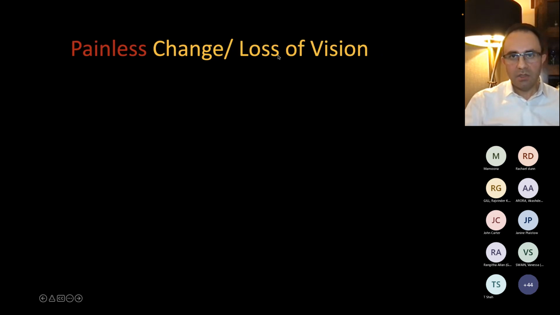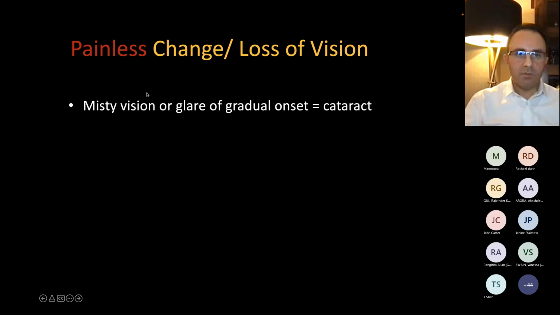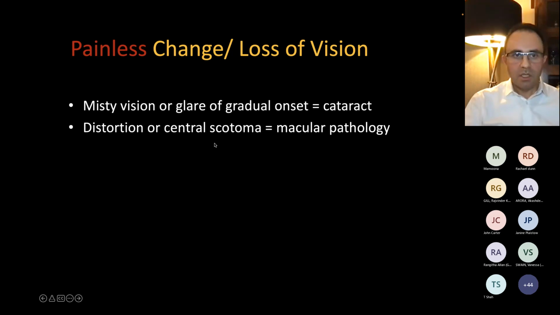The painless change or loss of vision, because it's very important to combine the loss of vision with the pain. So whenever we see painless change or loss of vision, if the patient is mentioning misty vision or glare, gradual onset over the last few months, mainly affecting the reading, sometimes the driving, the glare, think about cataract. That's the most common reason.